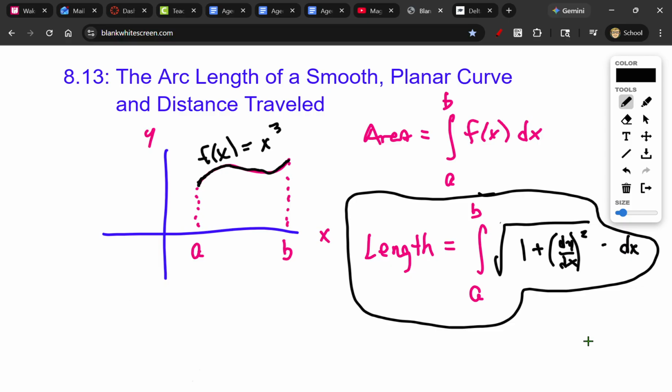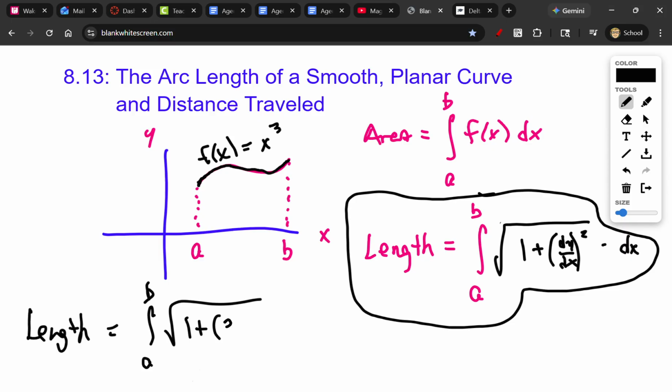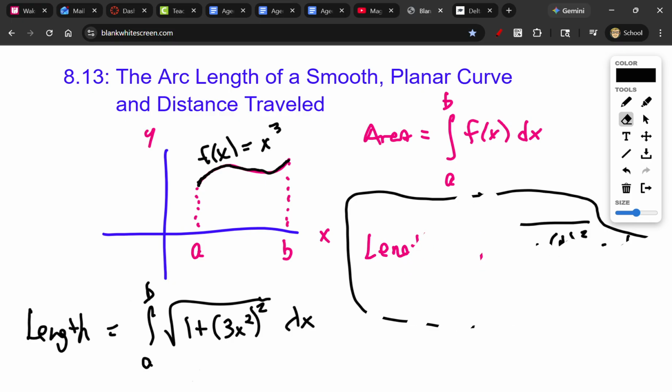The length of this curve would be the integral from a to b of the square root of 1 plus 3x squared, with respect to x. Now, this is a very difficult integral to work out by hand, so you would just use a calculator to do this. Okay. So that is the length of a curve part.